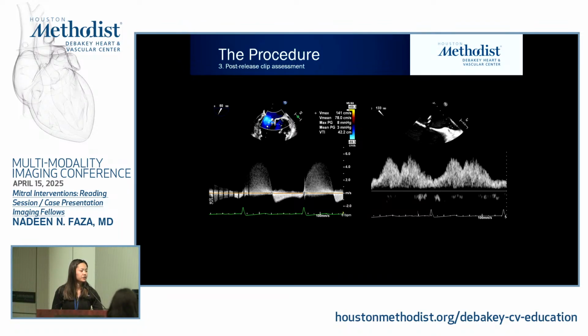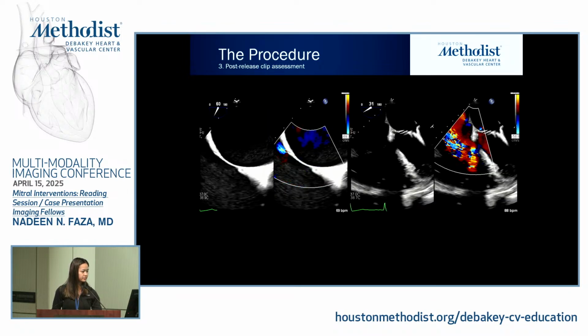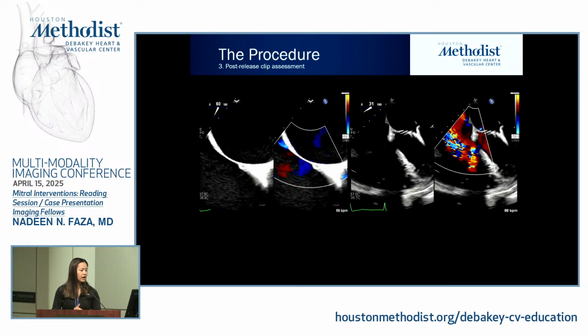The final gradient for this procedure was 3 millimeters, and the pulmonary vein has gone from systolic flow reversal to systolic dominant. After that, 2 clips were deployed.